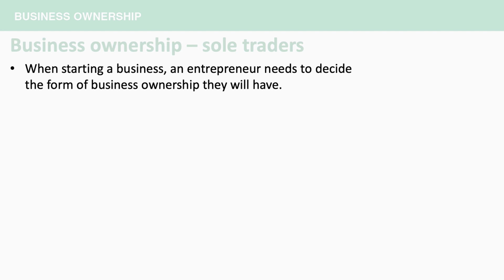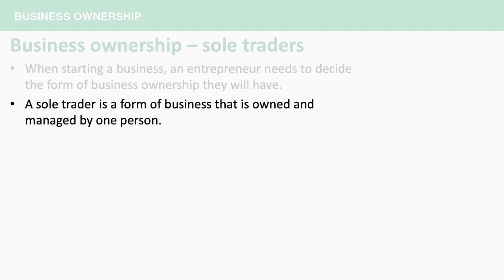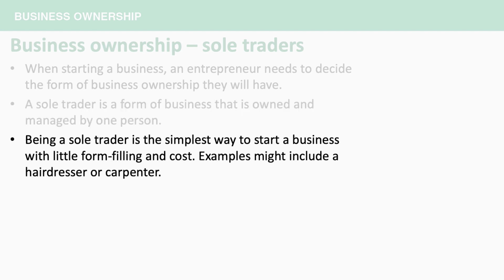When starting a business, an entrepreneur needs to decide the form of business ownership they will have. A sole trader is a form of business that is owned and managed by one person. Being a sole trader is the simplest way to start a business, with little form filling and cost. Examples might include a hairdresser or carpenter.